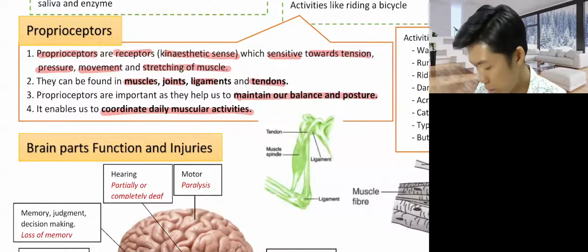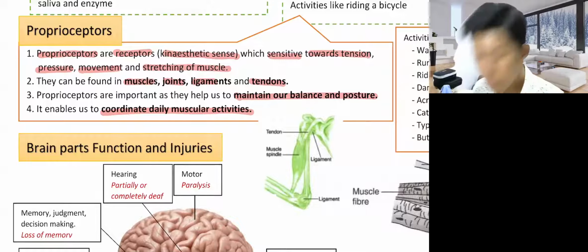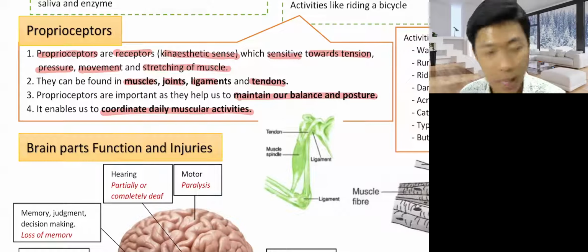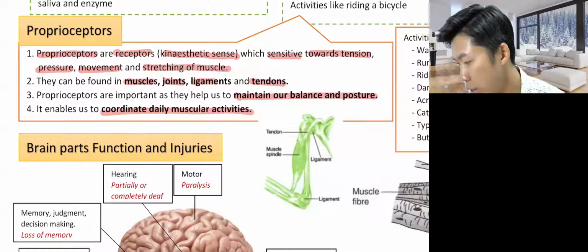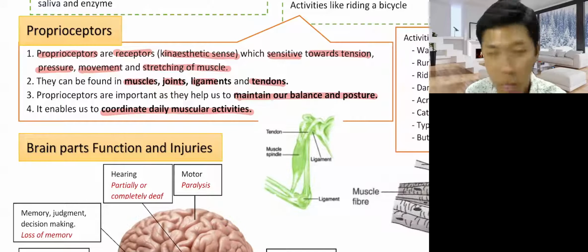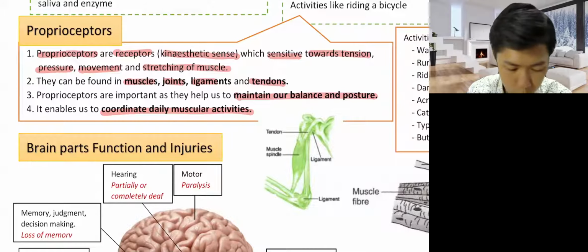All good? Okay, so the 4 areas, which is muscle, joint, ligaments, and tendons, right? Okay, and then the function will be number 3 and number 4. So shouldn't be a problem.